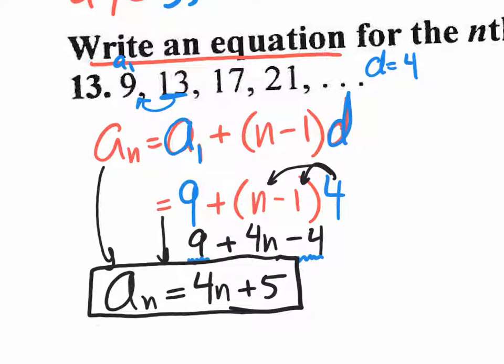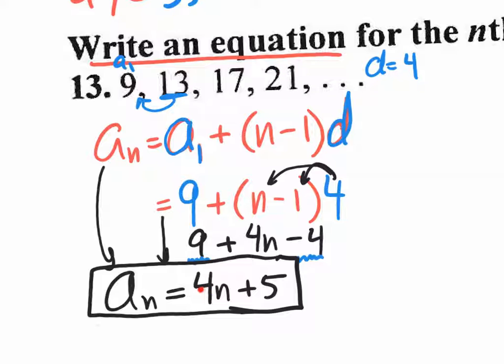Now let's say you're not too sure about it and you want to double check that you got it right. Go ahead and plug in the number 1 to see if you get the first term. So if you plug in the number 1, 4 times 1 is 4, plus 5, it really is 9. You feel pretty confident. If you want to feel more confident, go ahead and plug in the number 2 and see if you get the second term. Or plug in the number 3, see if you get the third term. Or plug in the number 4, see if you get the fourth term.